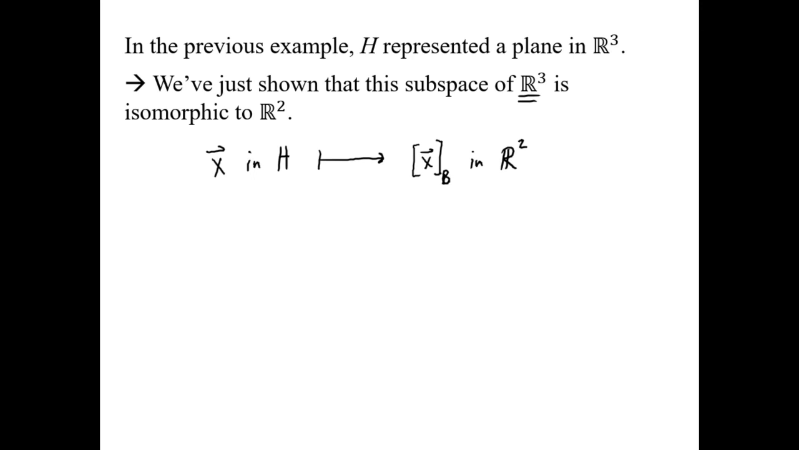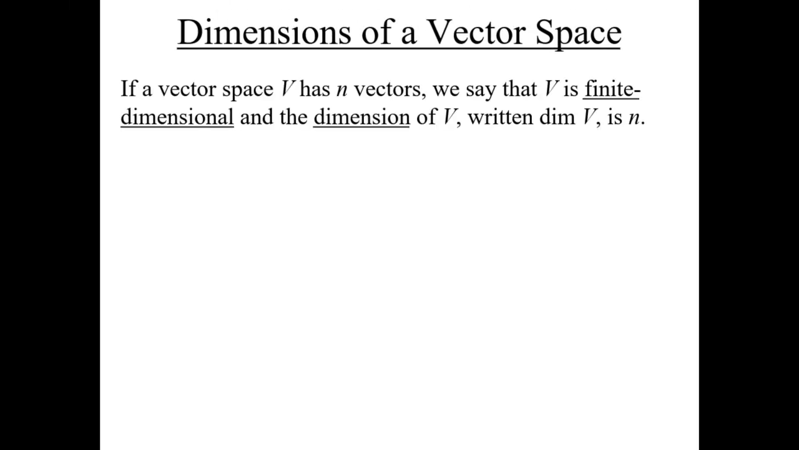Okay. Next up, the next thing we're going to talk about are the dimensions of a vector space. Consider this. If the basis of a vector space V has n vectors, then we say that V is finite dimensional, and we say that the dimension of V, written dim V, is equal to n. Basically, the dimension of a vector space is how many vectors make up the basis.